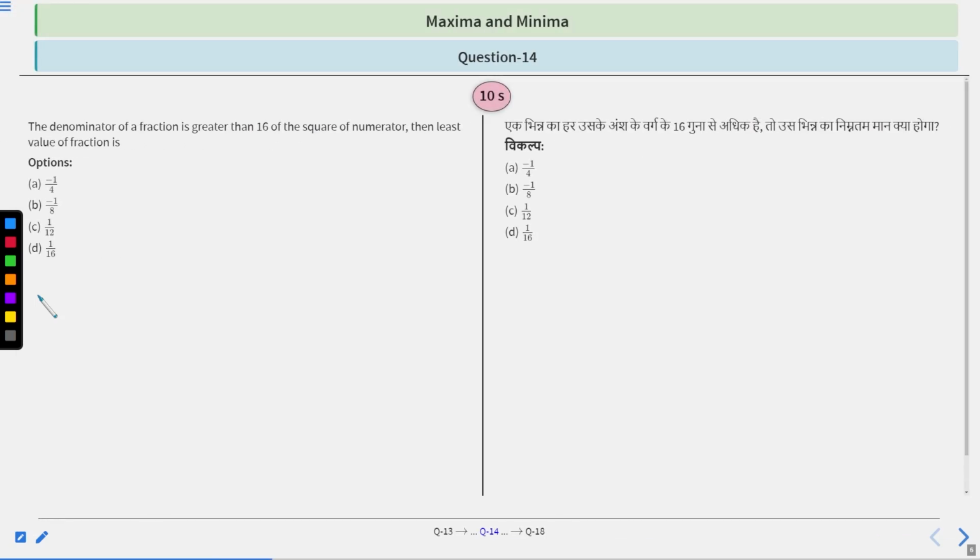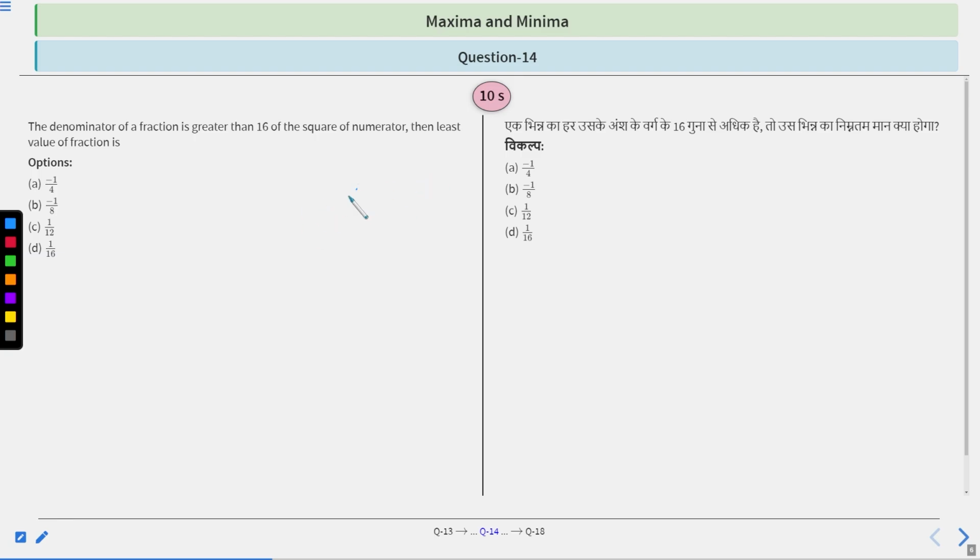Okay, let's move to the next question, which says the denominator of a fraction is greater than 16 of the square of the numerator, then the least value of the fraction. So the hint of this question is, suppose the fraction is x upon y, then it is saying that the denominator is greater than 16 of the square of the numerator, right? So suppose the numerator is x, then the denominator will be x square plus 16, right? And we have to find the least value of the fraction.